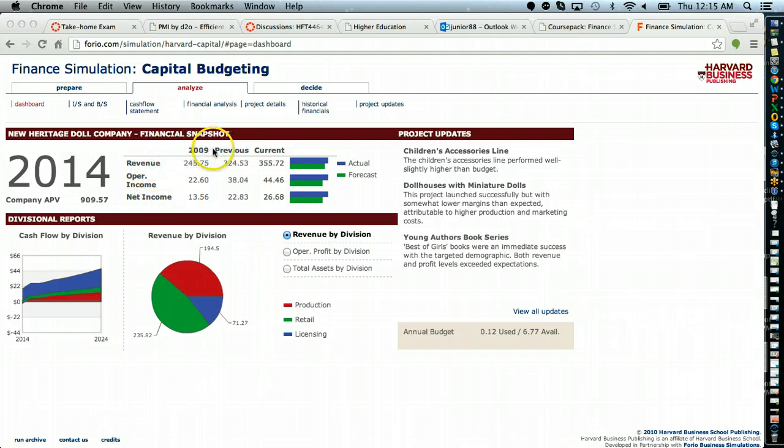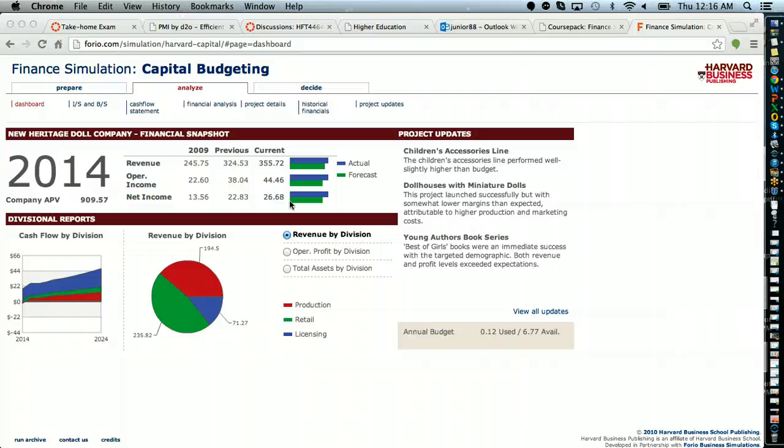Looking back at 2009, the forecast was 245.75 for revenue, 22.60 for operating income, and 13.56 for net income. Yet for the year 2014, I was able to retrieve 355.72 for my revenue, 44.46 for operating income, and 26.68. My goal today is to explain how I did this, but I won't go too much into detail, just give examples of how the process was done.